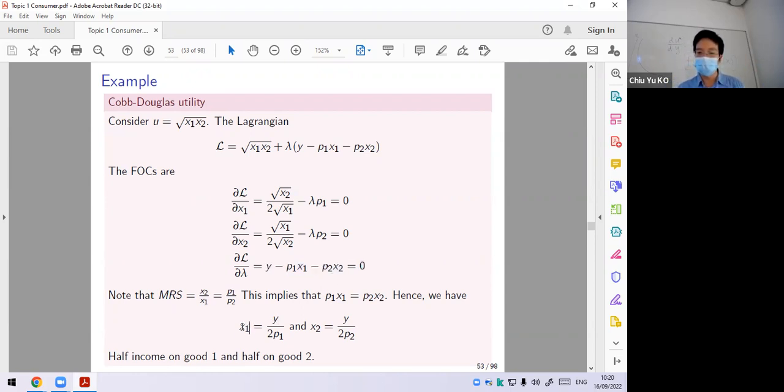And how much do you consume? Because half the budget goes to good one, x1 is just y over 2 p1, and x2 is y over 2 p2. So that is the result.